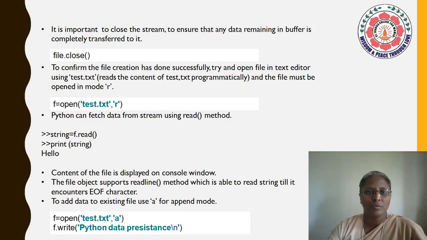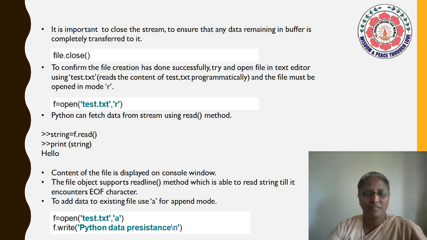It is important to close the stream to ensure that any data remaining in the buffer is completely transferred to it. file.close is the function to do that. To confirm the file creation has been done successfully, try to open the file in a text editor, using test.txt. Reading the content of the file programmatically, the file must be opened in mode r. So f equals open test.txt, r is the mode.